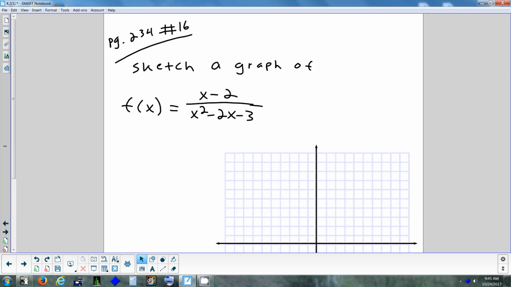So what would be the x-intercept here? This one will cross the x-axis. 2. Yep, 2 would make the fraction 0. Just be careful that 2 doesn't also cause you to divide by 0, because if it does, then that's a problem. And that'd be it. So you'd have all your asymptotes, check a point on each side, and then make your sketch.